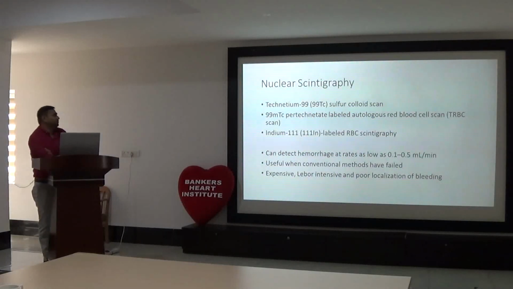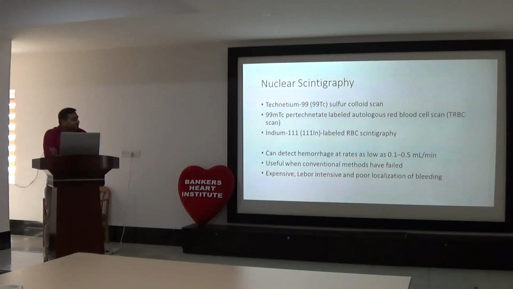Now, when all of this has failed, nuclear scintigraphy is the option. It can detect bleeding as low as 0.1 to 0.5 mL per minute. There are three techniques: the technetium 99 sulfur colloid scan, the autologous RBC scan and the indium labeled RBC scan. But the problem is that it is expensive, it is not available everywhere, and sometimes the images are not as good as the others.